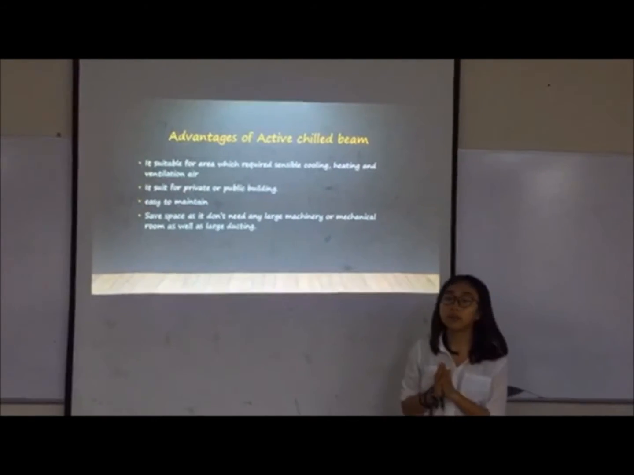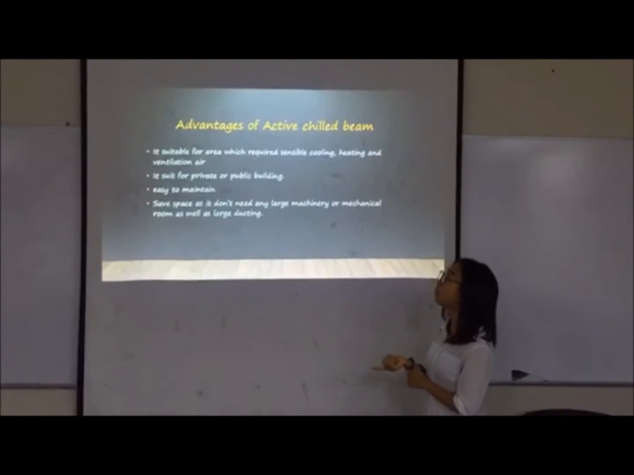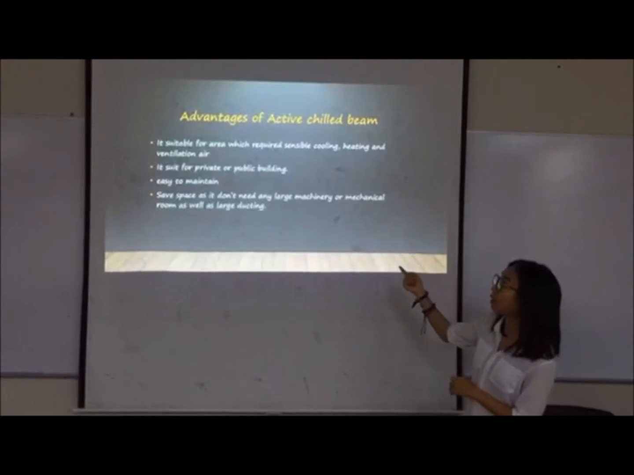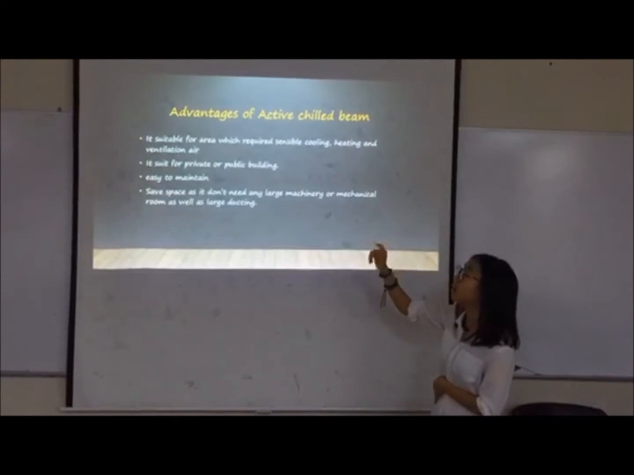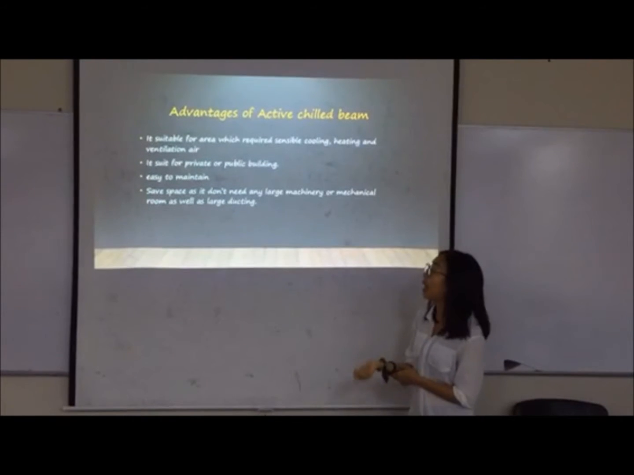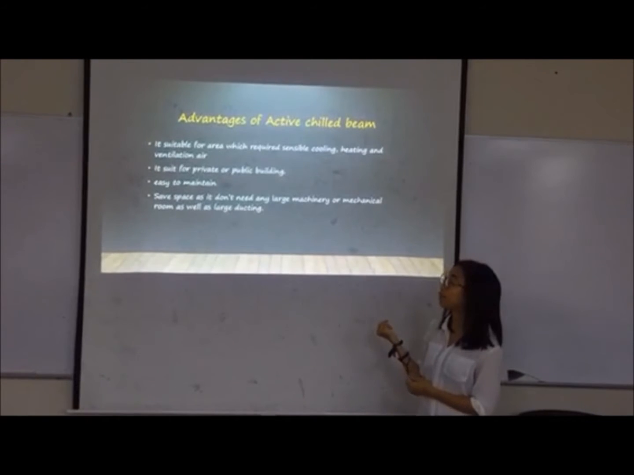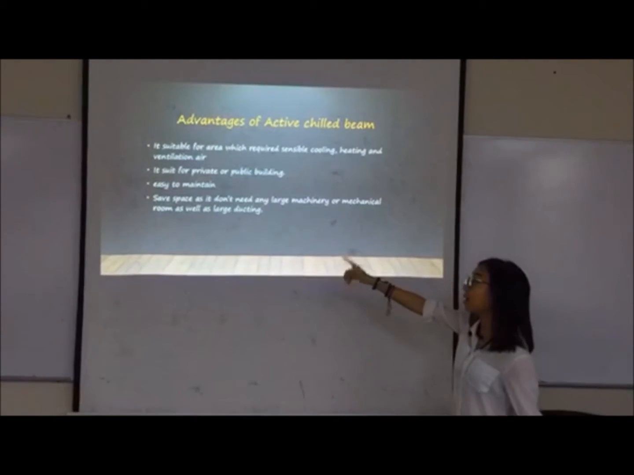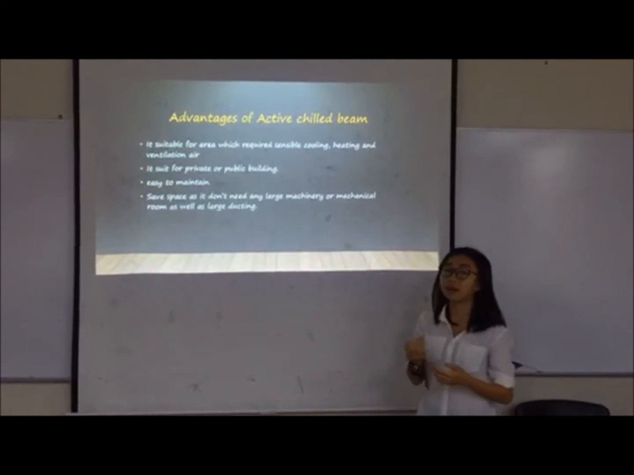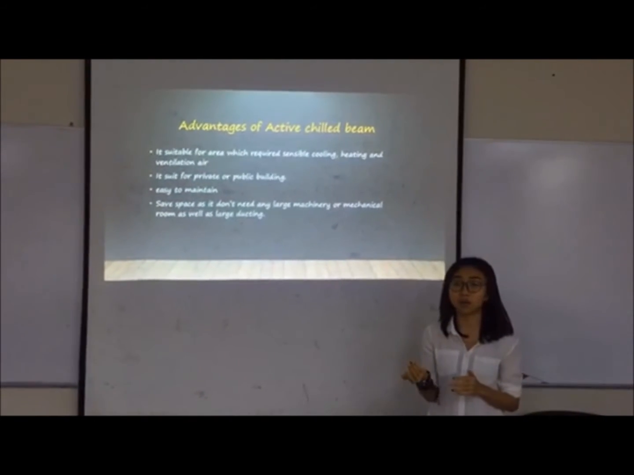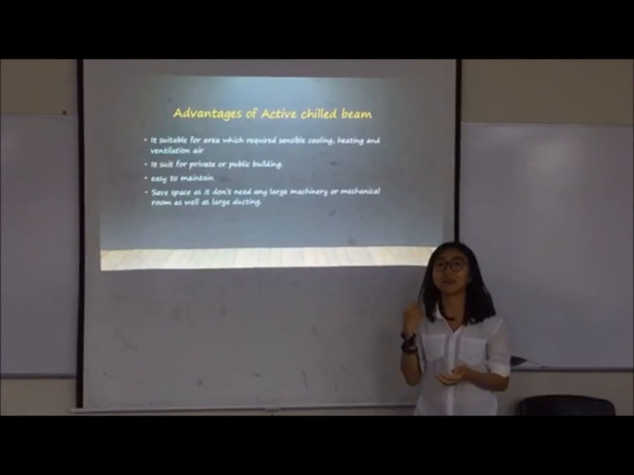For the railway station, we recommend using the active chilled beam. From here, we can see that the active chilled beam is suitable for areas which require sensible cooling, heating, and ventilated air. It's suited for private and also public buildings. And the third one is that it is easy to maintain, with no need for extra cost or extra labor to do the maintenance work, which reduces the maintenance cost.